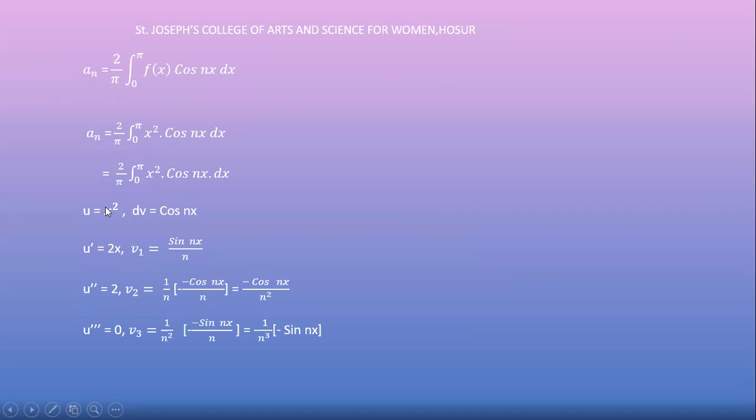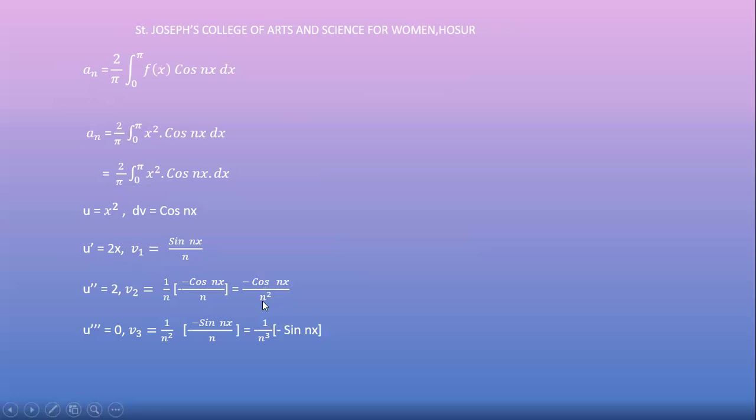Differentiating u, we get u dash, which is 2x. Integrating dv, which is cos nx, we get v1 equal to sin nx by n. When I differentiate u dash another time, the derivative of 2x is 2, and the derivative of 2 is 0. These u dash, u double dash, u triple dash are the consecutive derivatives of this term. Next, when I integrate v1, I'll get v2. Here 1 by n is constant, and when I integrate sin nx, I'll get minus cos nx by n.